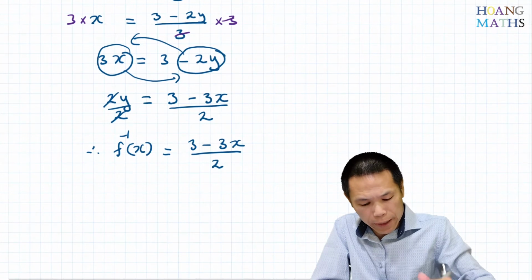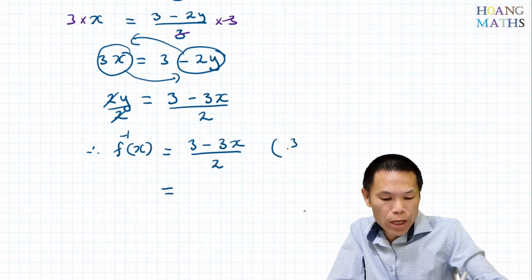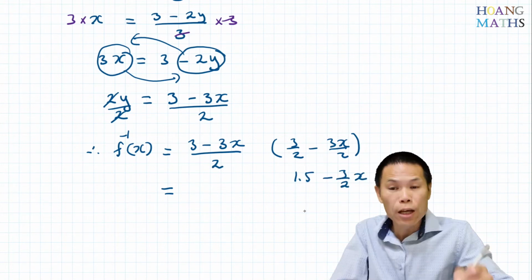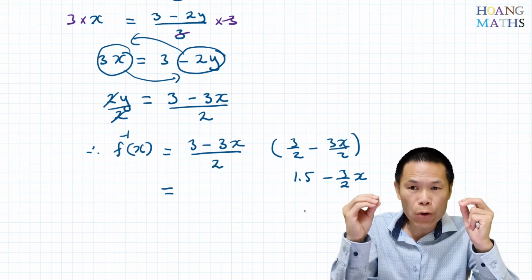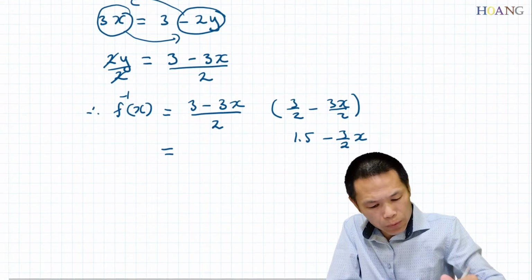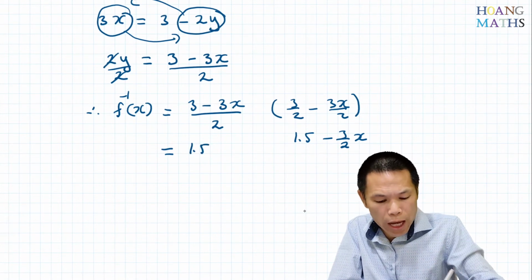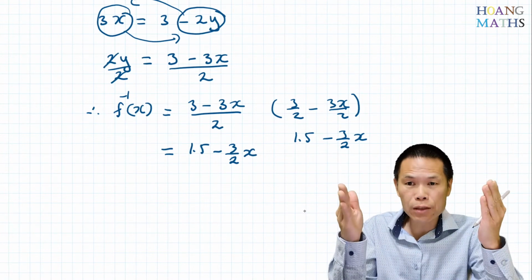Or you can write like this as well. So easy for you to see. This is exactly the same as 3 over 2 minus 3x over 2. And we can write that as 1.5 minus 3 over 2x. Because when we write this, we better leave the gradient or the coefficient of x in improper fractions. Okay, easier, that's all. So now I can write 1.5 or 3 over 2, whichever way you like, minus 3 over 2x. So this is the inverse function.